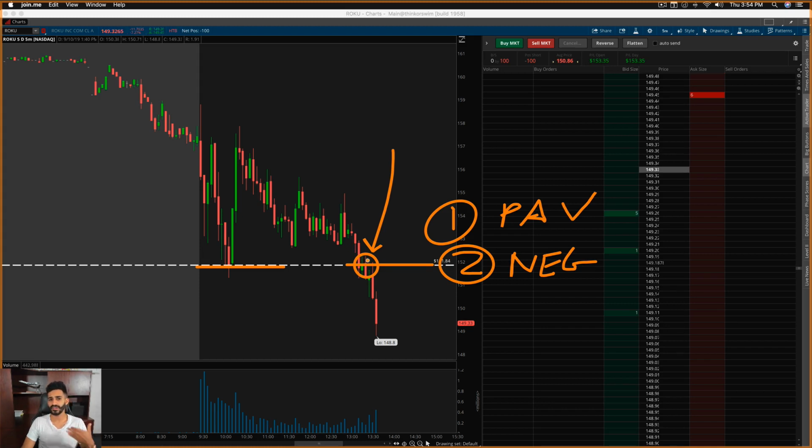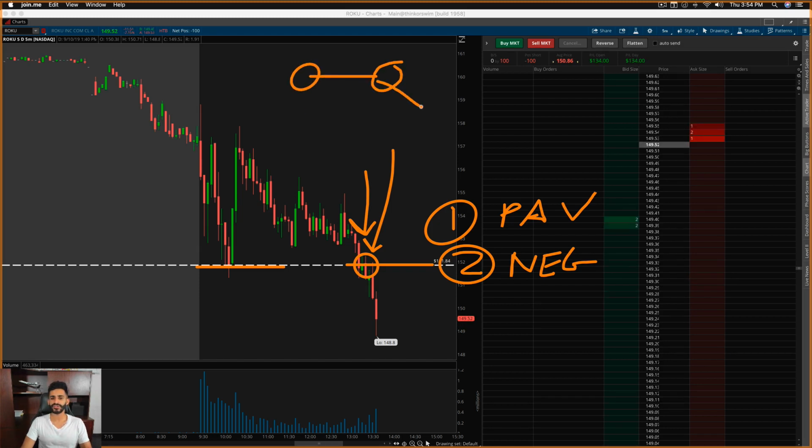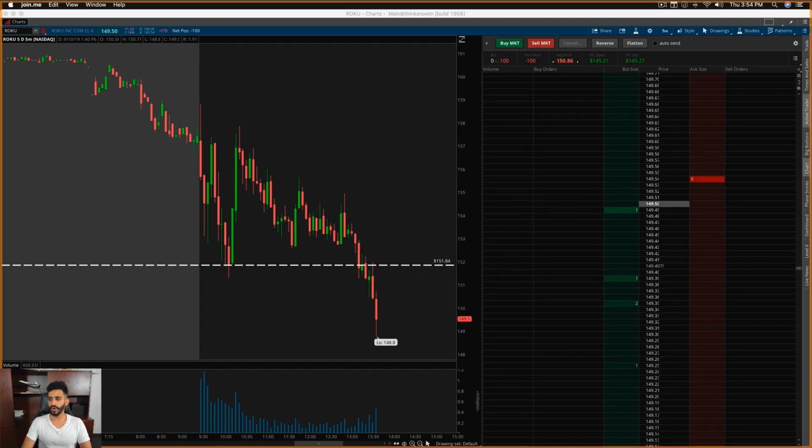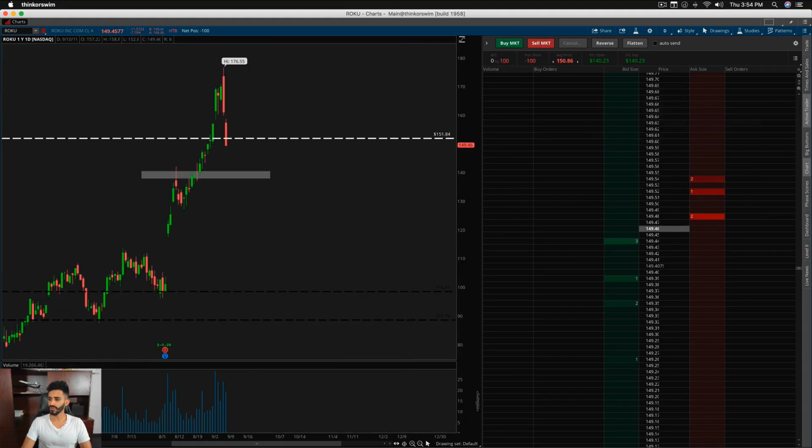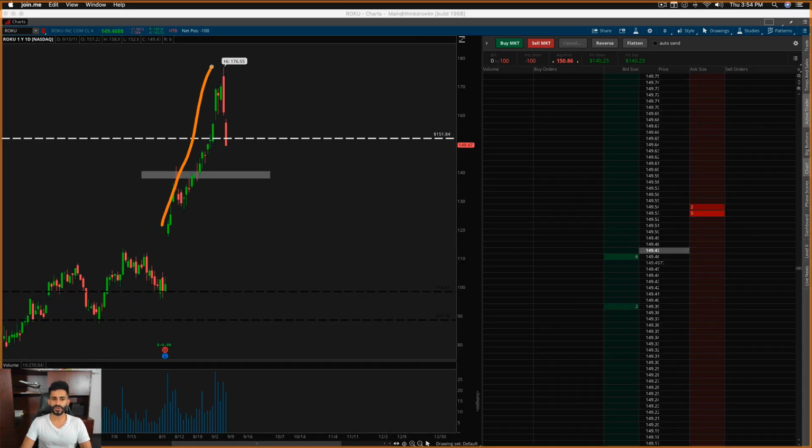The negative catalyst is that their competitor Apple has announced that they're releasing a streaming service and charging $4.99, and obviously them coming out with the streaming service is going to affect Roku. Right? If Apple comes out with a product, that's obviously going to affect their competitors in a negative way, and that is happening to Roku. Now, if we look at Roku's daily chart, you can see Roku looks extremely overextended.